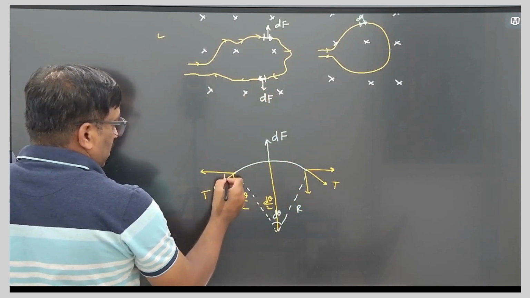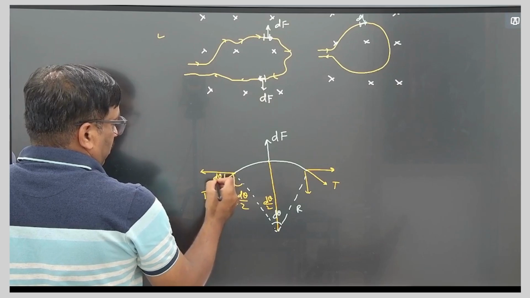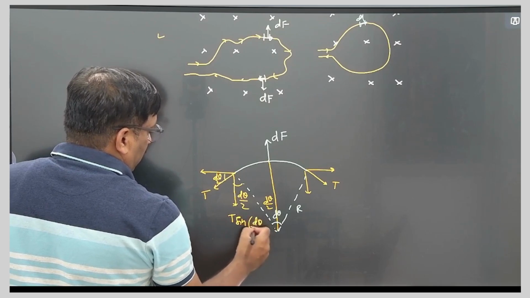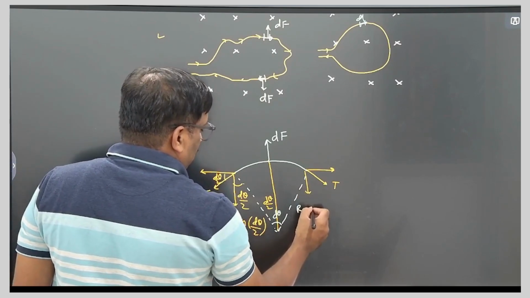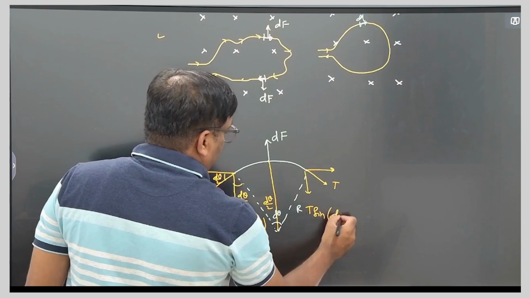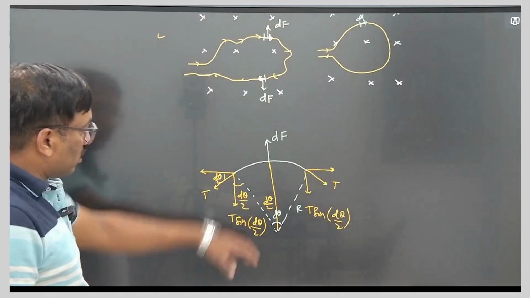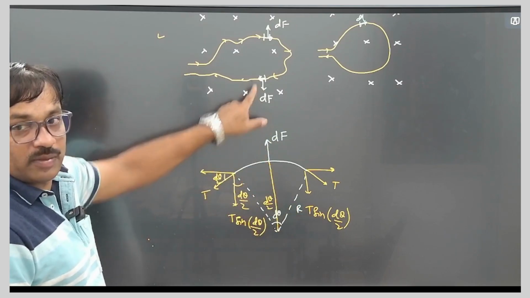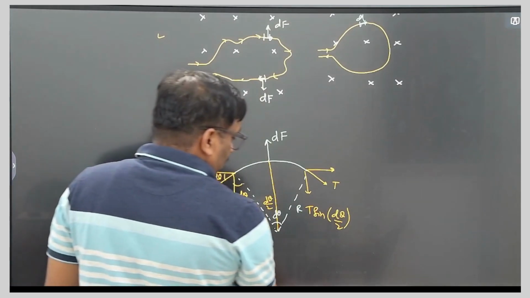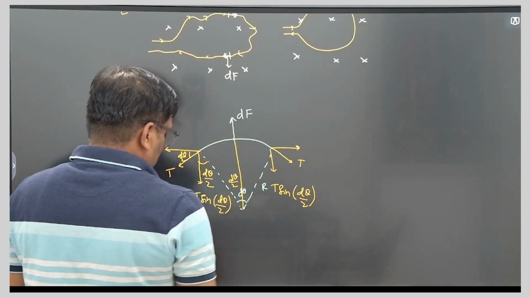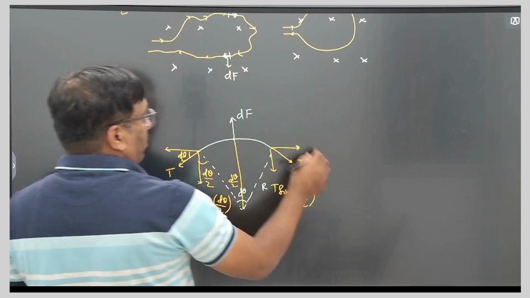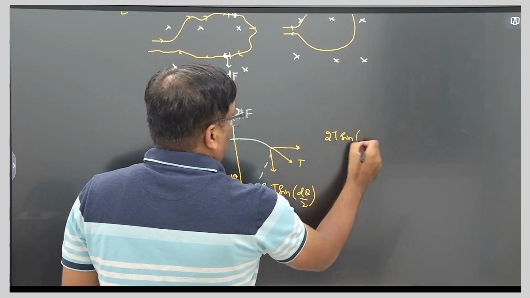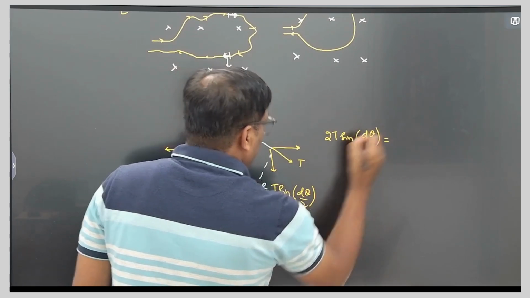So this side force is balanced by this force. We can rewrite it with dθ by 2 on each side, so you can write T sin(dθ/2), and this side is also T sin(dθ/2). Clear? These two are balanced by this force. Total downward forces and upward forces are equal, therefore 2T sin(dθ/2) will be equal to the upward force.